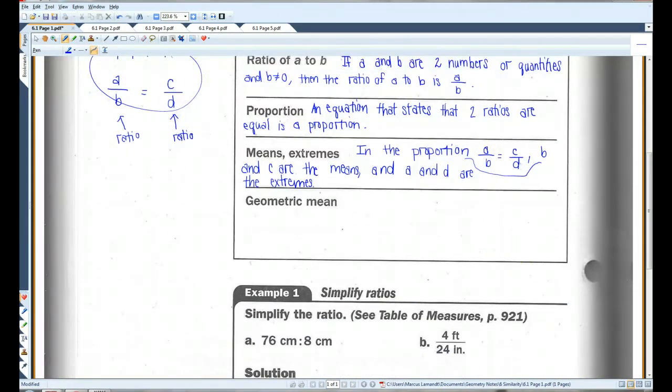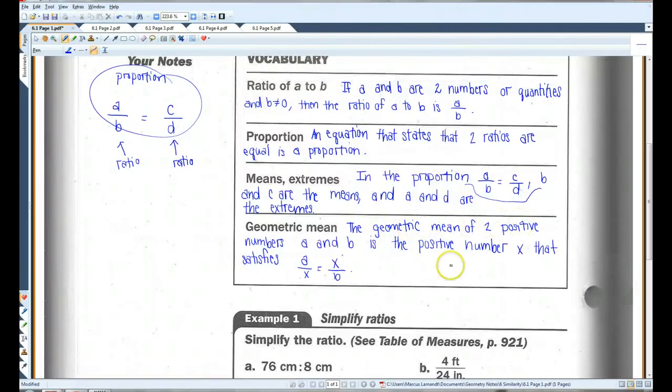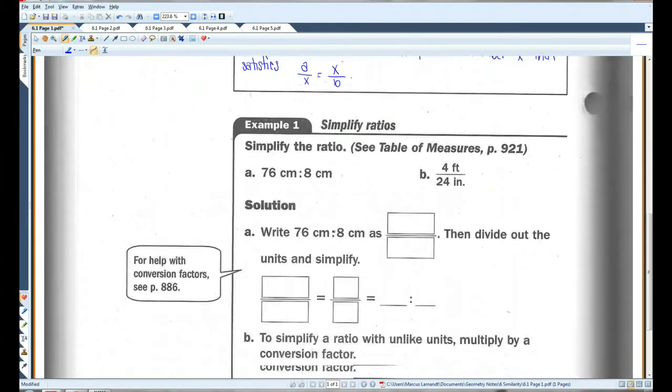When we talk about geometric mean, the geometric mean of two positive numbers A and B is the positive number x that satisfies A over x equals x over B. And we'll do an example of this in a little bit.